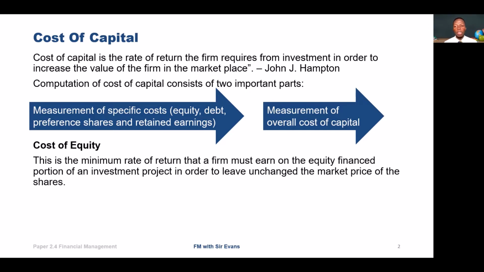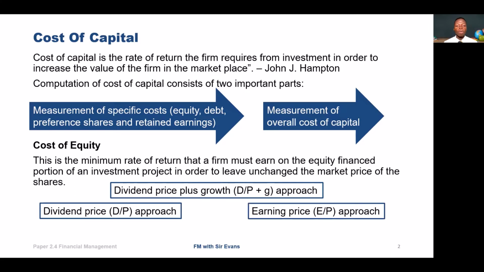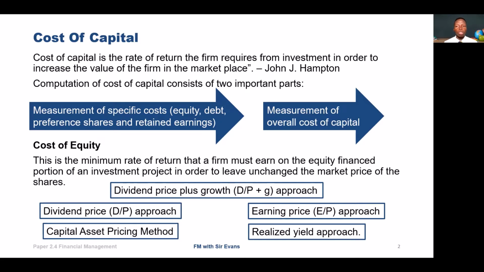So cost of equity. This is the minimum return that a firm will earn on any equity that is used to engage in an investment of the entity. There are a number of methods. We have the dividend price plus growth approach, where dividend is growing, the dividend price approach, where there is no growth in the dividend, the earning price approach, the capital asset pricing method, CAPM, and the realized yield approach.